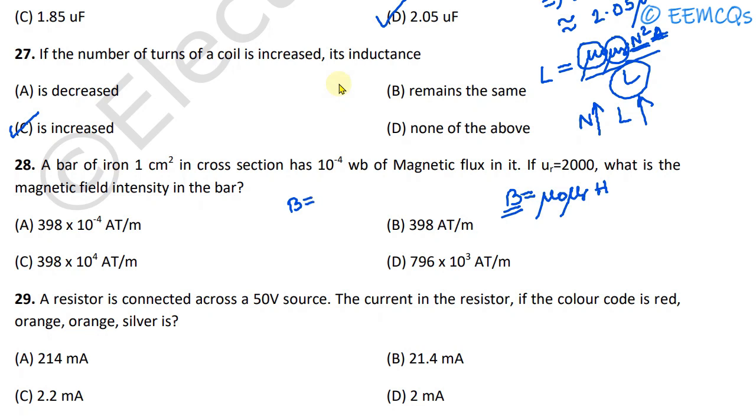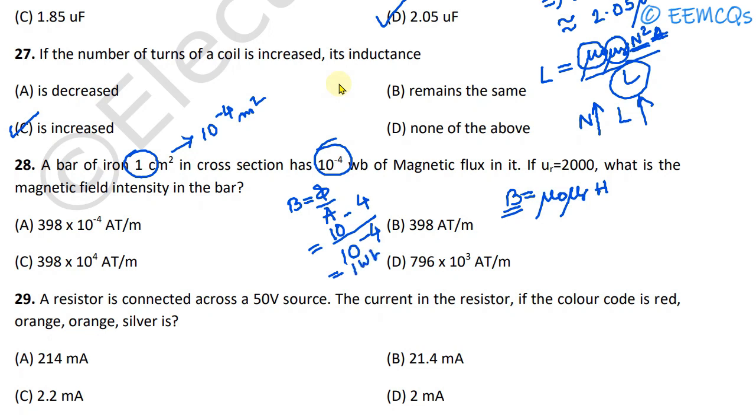B is equal to phi by A, where phi is the flux in Weber and A is the area of cross section, definitely in meter square. So it is 10 to the power minus 4 and 1 centimeter square means 10 to the power minus 4 meter square. So by 10 to the power minus 4, that means B is 1 Weber per meter square. So this is 1 and you have to calculate this H, that is the magnetic field intensity.